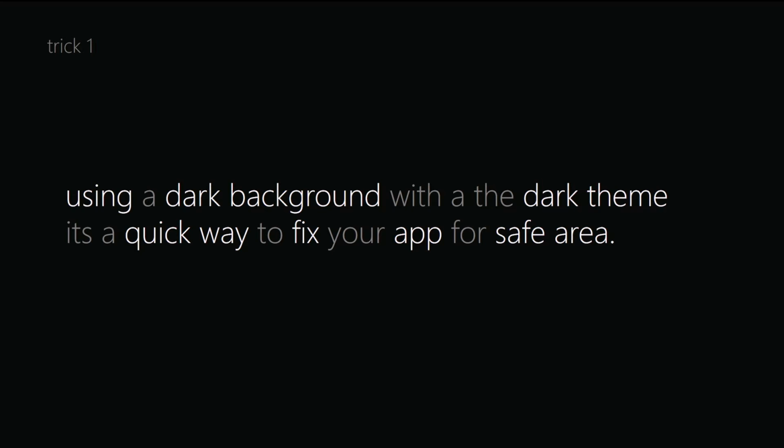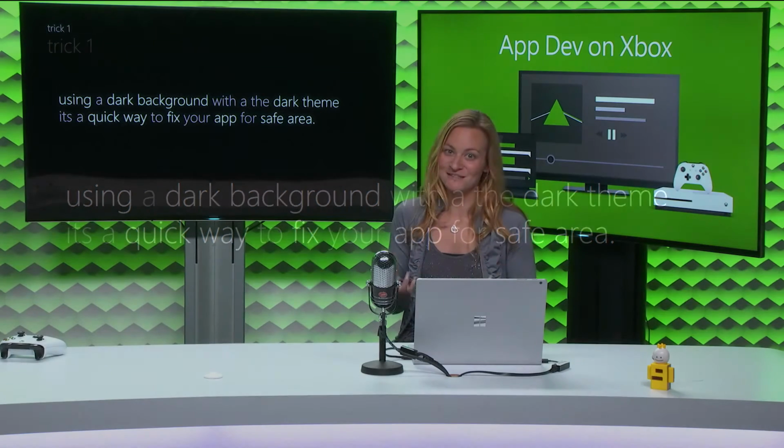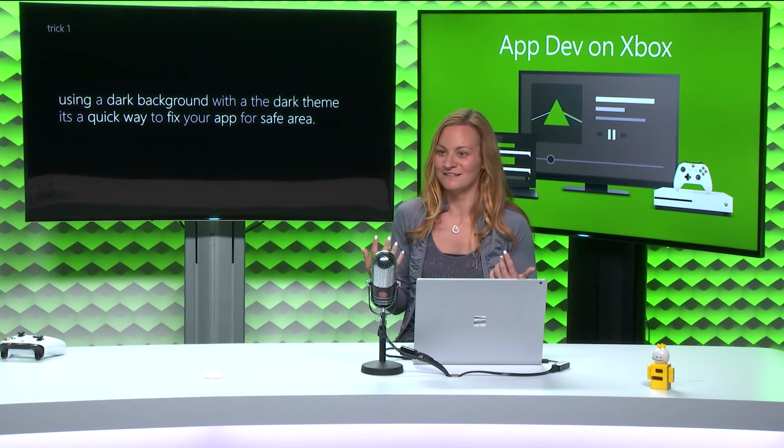Now let's jump into a few tricks that you can do for your experience quickly and easily to help you jumpstart and get your app going. So first, using a dark background with a dark theme will actually help you. It's a quick way to get your app up on the system and account for the safe area. Removing that, you don't see the borders around it. So once again, it's out of sight, out of mind. Users just think it naturally works, and you're great that way.